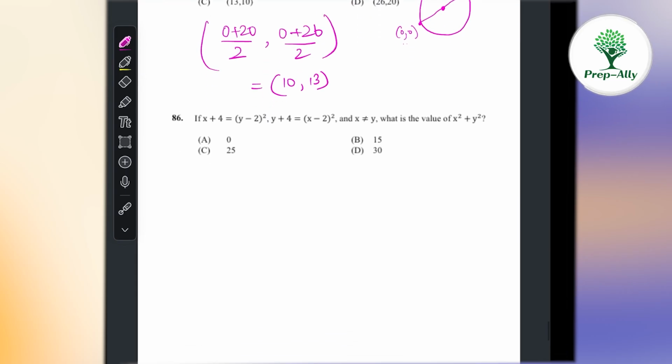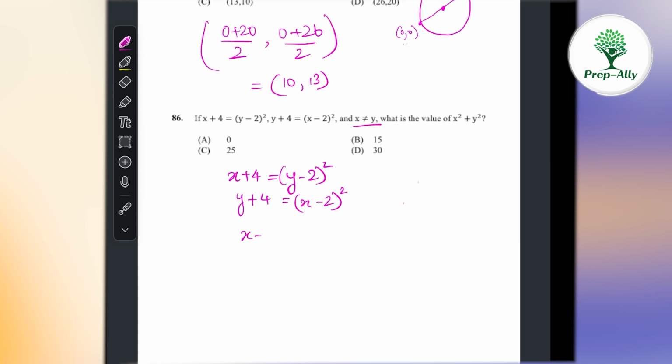Alright, let's see. In this question, we have x plus 4 equals y minus 2 the whole squared, and y plus 4 equals x minus 2 the whole squared. Because these equations are symmetric across x and y, x equal to y could be a solution, but we're explicitly told that x is not equal to y. So let's subtract the two equations.